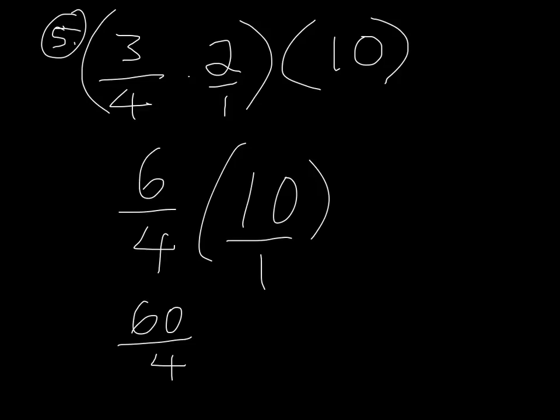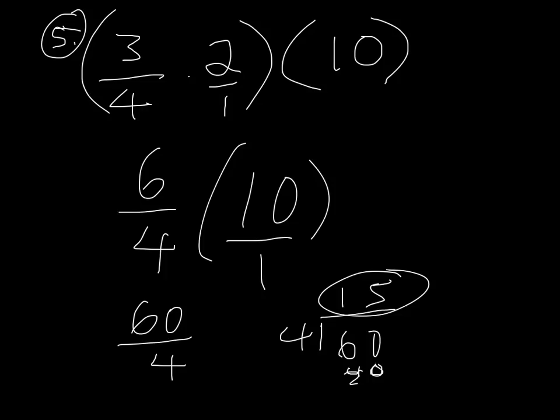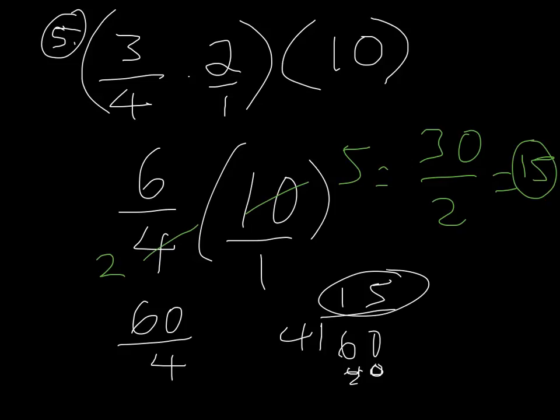Then if we want, we can simplify this. Take 4 into 60, it goes once, 20, that's 15 times. Another way you can do this is back up here. If we cross simplify, so if we make this a 2 and this a 5, now we have 30 over 2, and we know that is also 15. So a couple different ways to do this. We arrive at the same answer both ways.